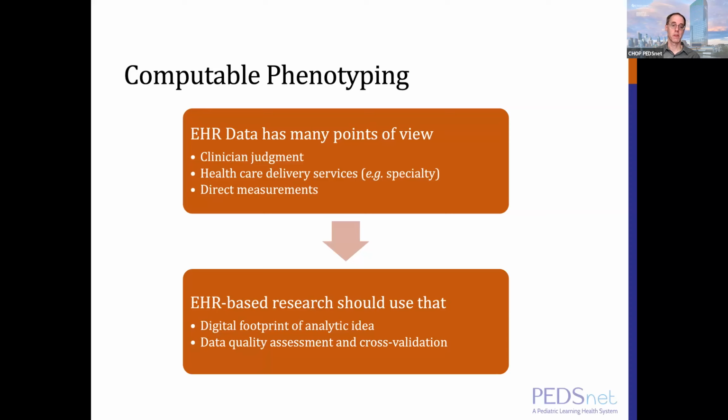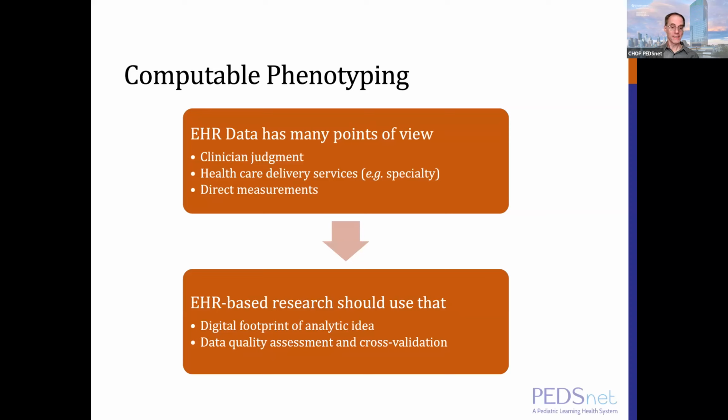for business processes. But what you want to remember is that EHR data, unlike, for instance, administrative data, provides you with a variety of points of view, right? And so what you can do is take advantage of some of the various types of data that are represented. So there's clinician judgment in the form of diagnoses and referrals, but there is also direct measurement. So things like heights and weights, vital signs, laboratory data, and there are direct healthcare services. So you can capture the specialties in which a patient was seen, or you can capture the kinds of procedures that were done to help care for the patient.